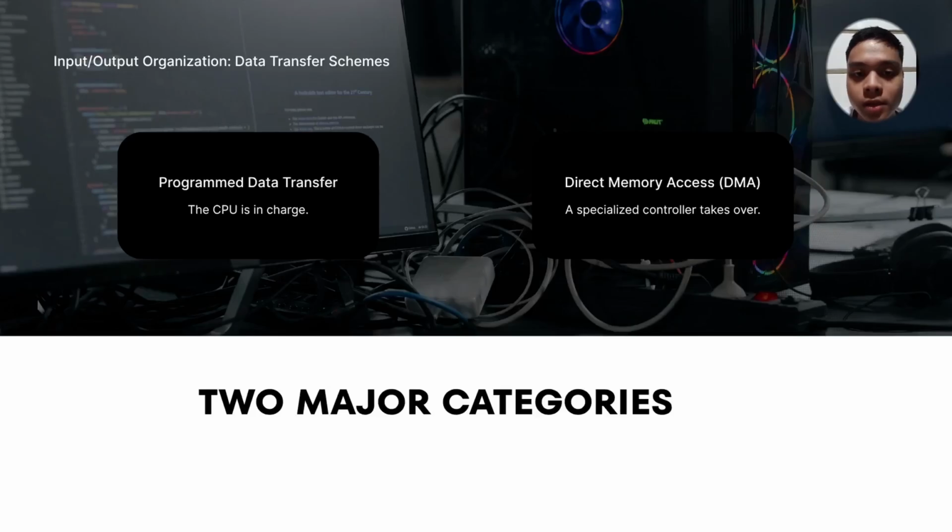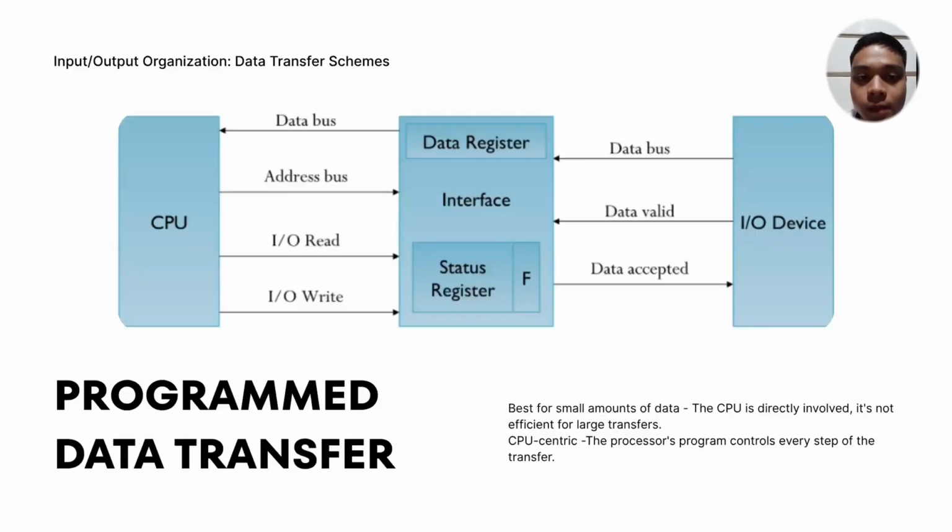First is the program data transfer, where the CPU is in charge, and second is direct memory access, or DMA, where a special controller takes over. So in the program data transfer scheme, data transfer takes place between the CPU and input-output devices under the control of the program that is executed by the CPU. This means that the CPU is involved in every step of the process, and because of this the scheme is mainly used when a small amount of data is to be transferred. It would be very inefficient for large files.